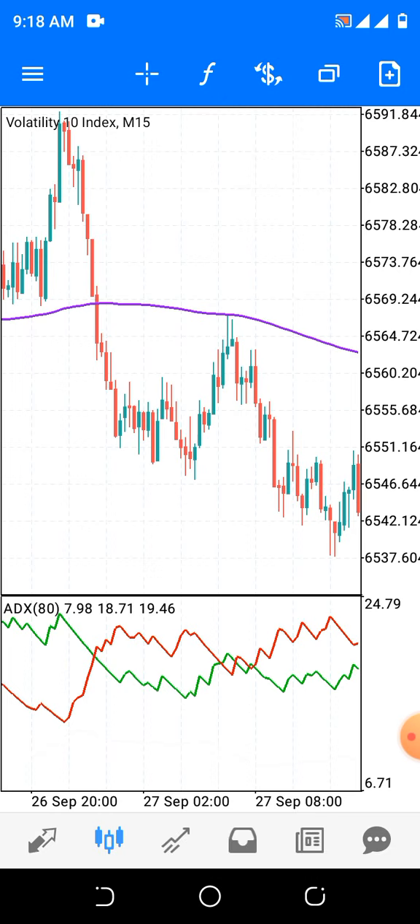Now the first thing is to identify the direction of the market. Where is the market heading to? Once you understand where the market is heading to, you now look for an entry. In this case, you make use of a moving average to determine the direction of the market. Now you use ADX for your entry.